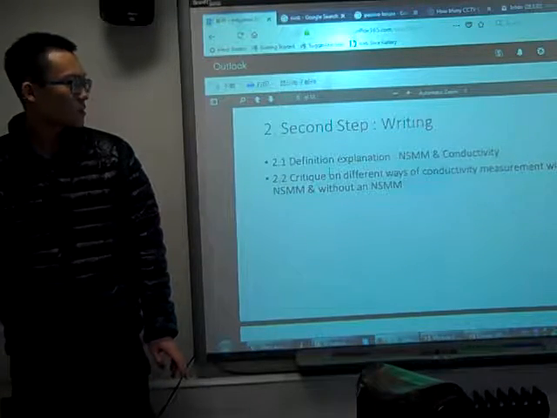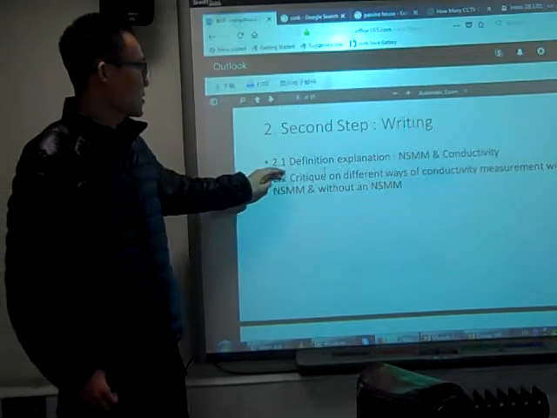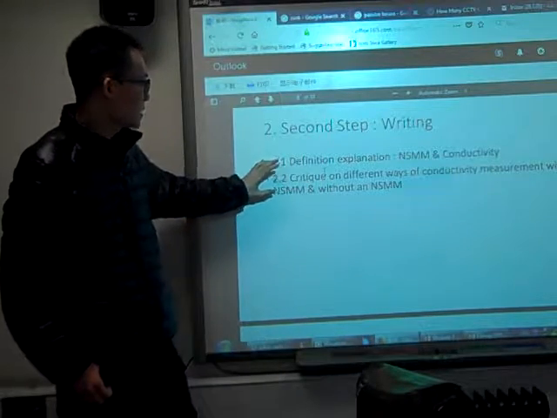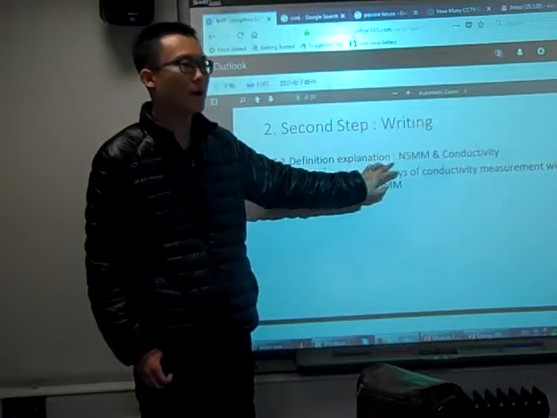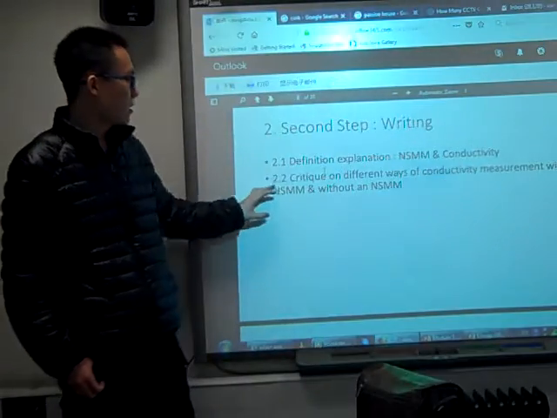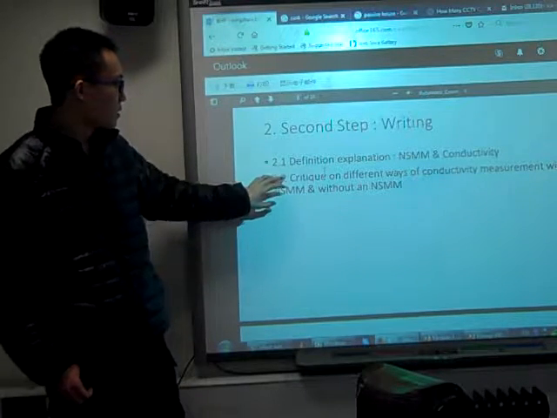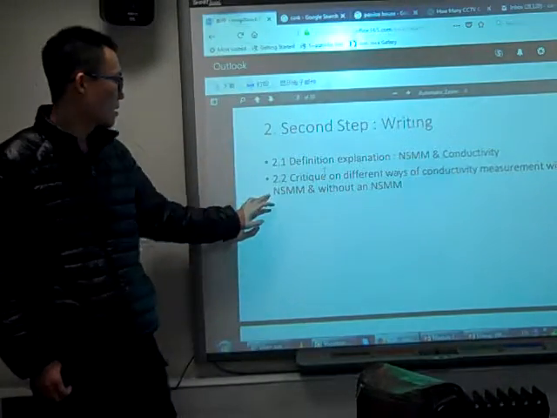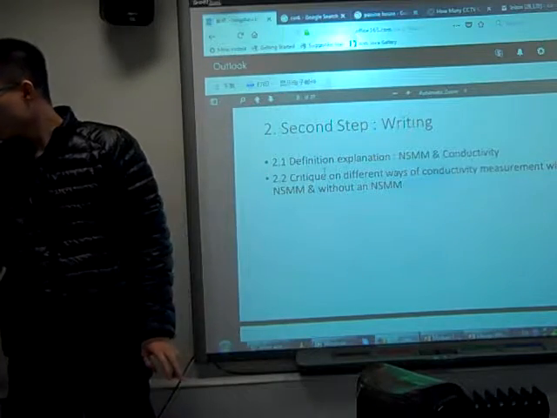The second part is about my writing plan. This is the structure. The first is that I want to write the definition and explanations. There are two main points: one is NSMM, the second is conductivity. And the main point of my literature review in writing, I suppose, is the critique on different ways of conductivity measurement with NSMM and without NSMM.